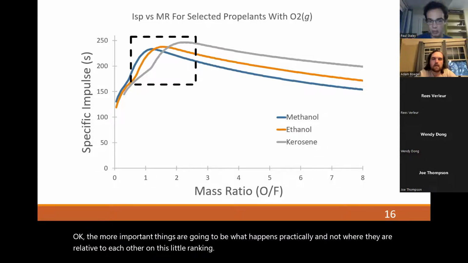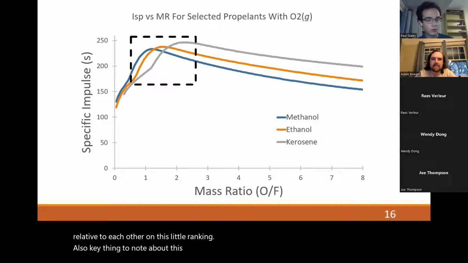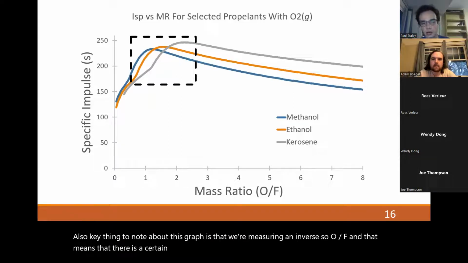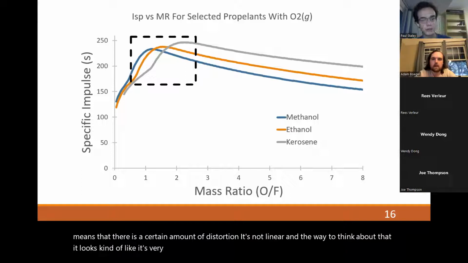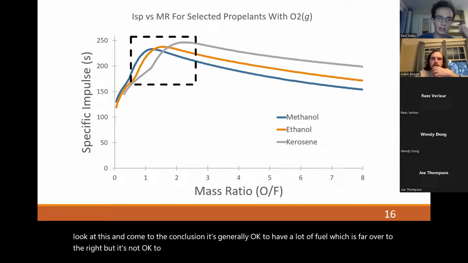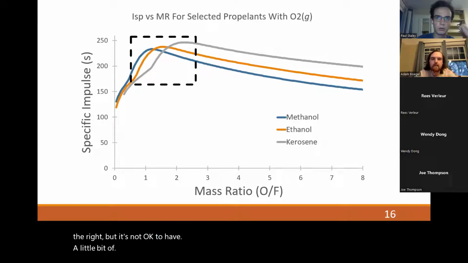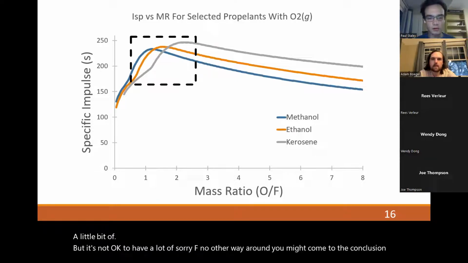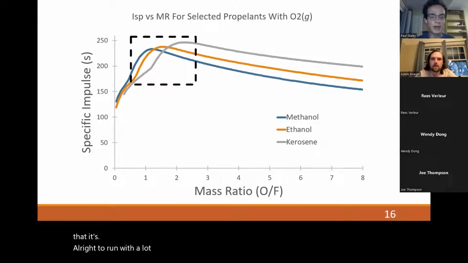Also, key thing to note about this graph is that we're measuring an inverse, so O over F, and that means that there's a certain amount of distortion. It's not linear. It looks kind of like it's very squished on one side and very long on the other one. You might look at this and come to the conclusion that it's all right to run with a lot of oxidizer, but bad to run with a lot of fuel.